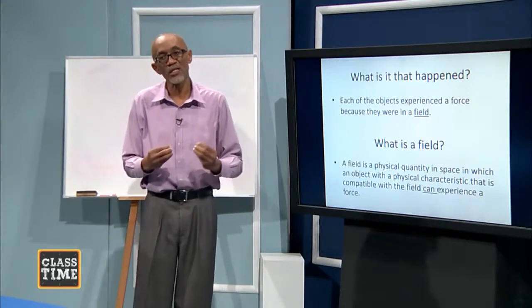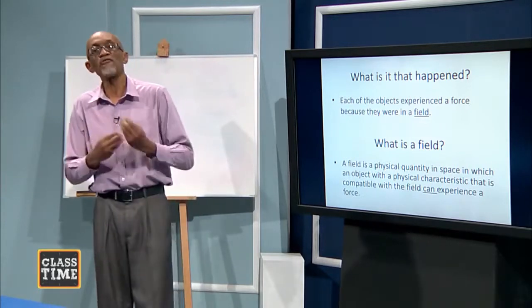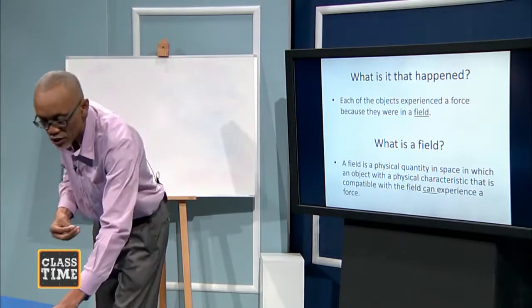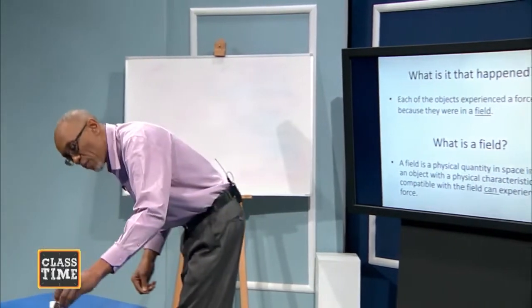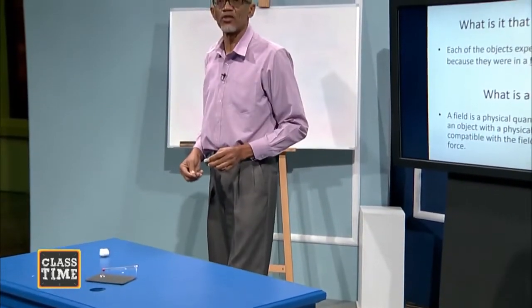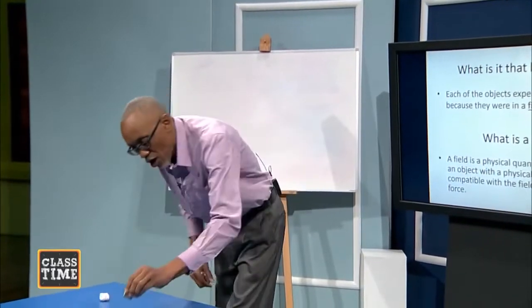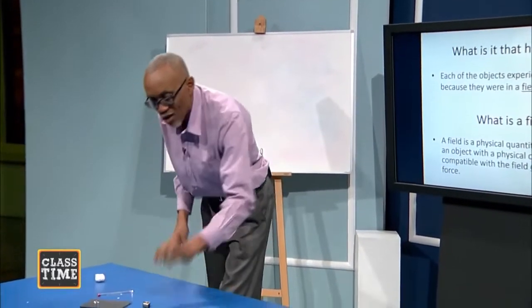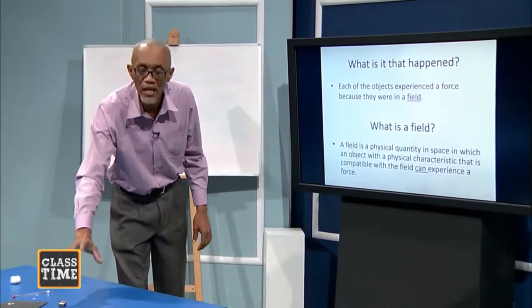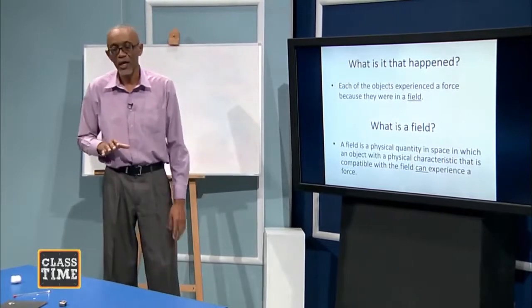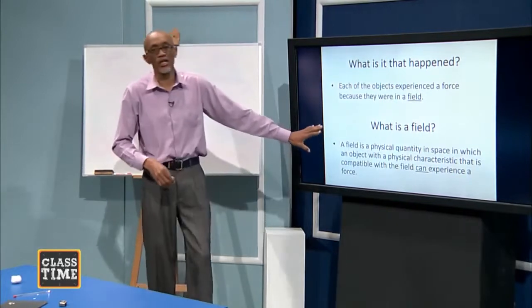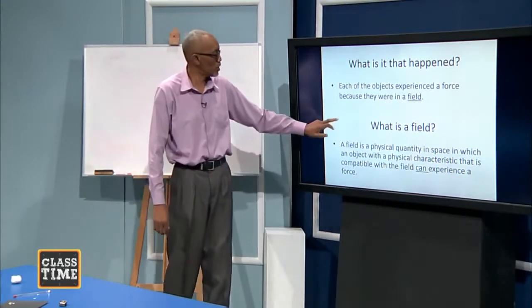But if a particle, an object, has some physical characteristic that is compatible with the field, it can experience a force. So, for instance, if I put this magnet over these pieces of paper, none of them get attracted to the magnet. However, the coin will, right? Because the coin has some physical characteristic that is compatible with the field produced by this magnet, and so it will be attracted to it, okay? And that is what all of this fancy language is saying in a nutshell.